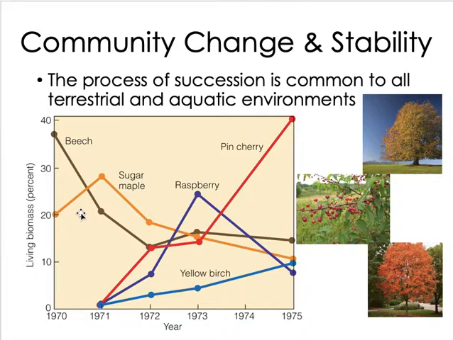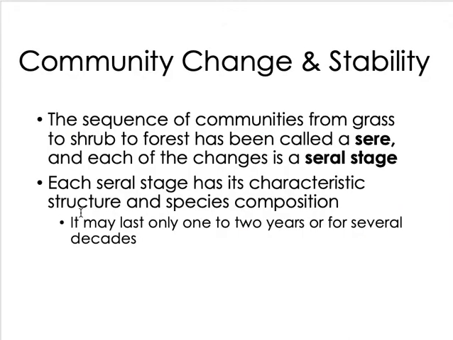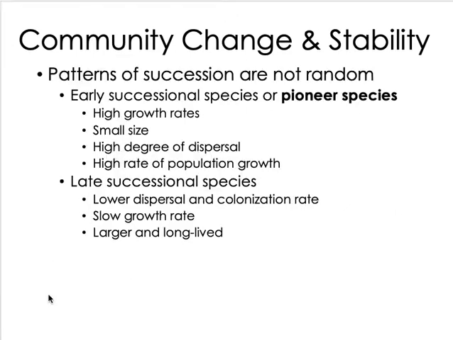So that is part of ecological succession. So the sequence of communities from grass to shrub to forest has been called the sere. Okay, so these are the change or the sequence of events. And the different changes, you have different stages, tinatawag yung seral stage. So each seral stage has its character structure and species composition. It may last 1 to 2 years for several decades.